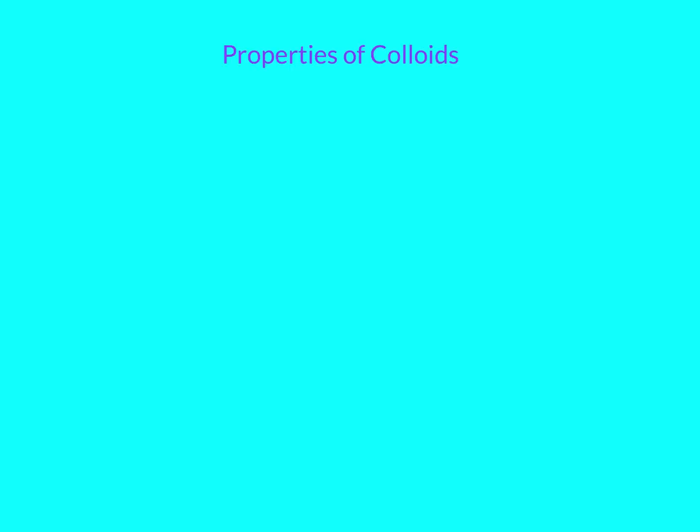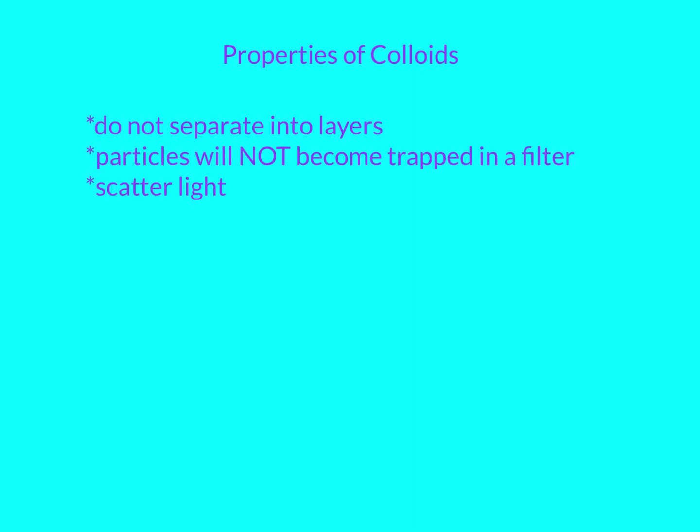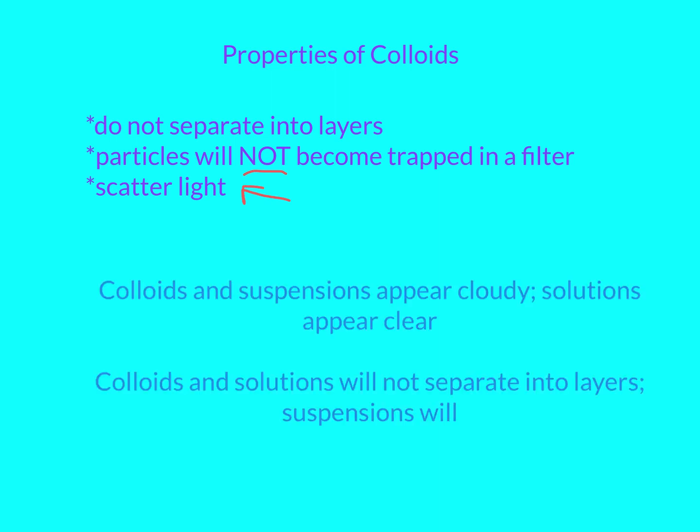Here are some properties of colloids. Colloids do not separate into layers, even over time. Particles will not become trapped in a filter, and they do scatter light. So you notice they're kind of a combination between solutions and suspensions. And lastly, colloids will appear cloudy, just like suspensions do, while solutions will appear clear, so you can look through them. Colloids and solutions, though, do not separate into layers, and suspensions will separate into layers. So you can see how a colloid is kind of a combination of the solutions and the suspensions together.